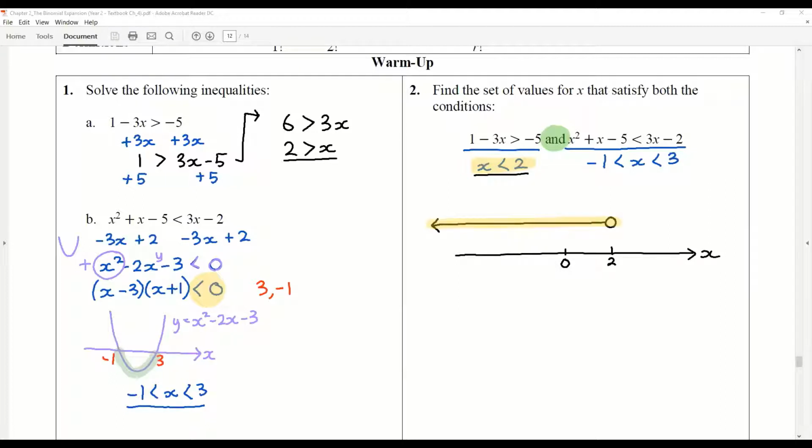Okay, and it's a hollow circle because we're not including 2 itself. For the second inequality, which is this one, I'm going to draw it on there as well. We're interested in all the values between -1 and 3. 3 I can label around about here, and -1 is somewhere here, and we're just interested in the values that lie between -1 and 3. So it's this region.